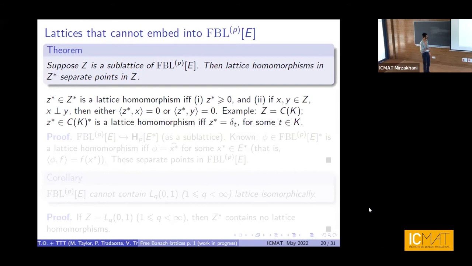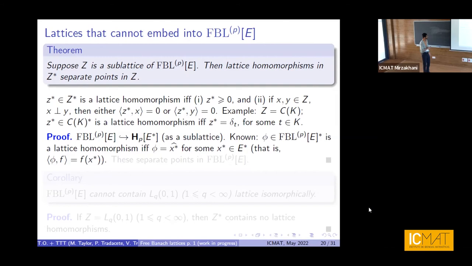So one example to keep in mind is that you look at C(K), then an element of the dual is a lattice homomorphism if and only if it's a point evaluation. And it turns out that this point evaluation idea is also useful for free Banach lattices. So let's look at the p-convex free Banach lattice as sitting inside of H_p(E*). So I remind you that H_p(E*) is the set of positively homogeneous functions on the unit ball of E*. So we have this lattice embedding. And the map φ in the dual of the free Banach lattice is a lattice homomorphism if and only if it comes from evaluation at some point x* in the dual.